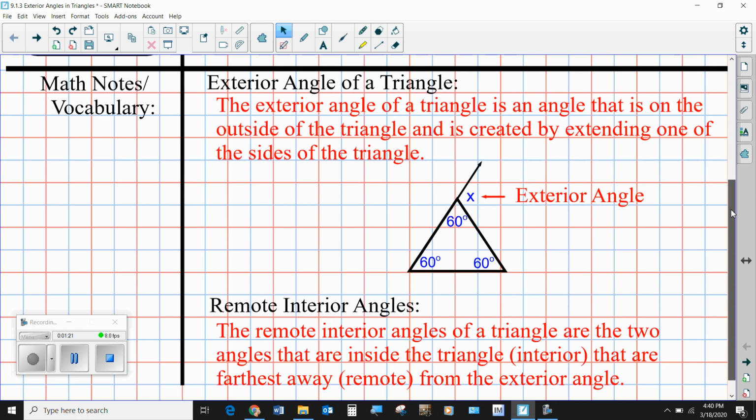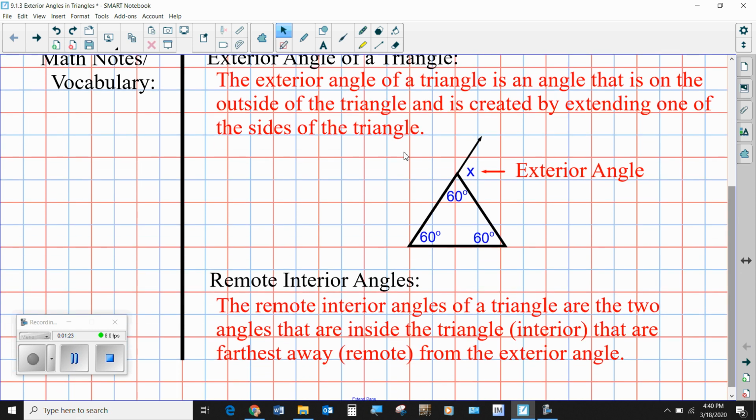So let's take a look at this definition. The remote interior angles of a triangle are the two angles that are on the inside. Notice how we have three of them, but two of these are on the inside, or interior, of the triangle, and are the farthest away from the exterior angle. So if the exterior angle is here, this one is the angle that's closest to it. It's actually adjacent. So the two other ones, this angle here and this angle here, those are your remote interior angles.